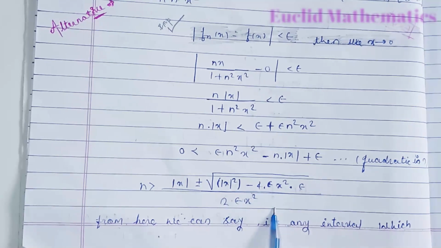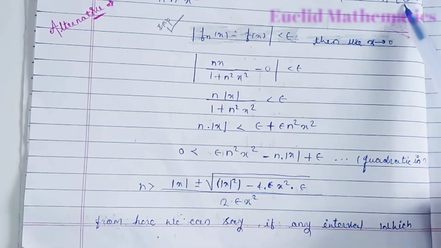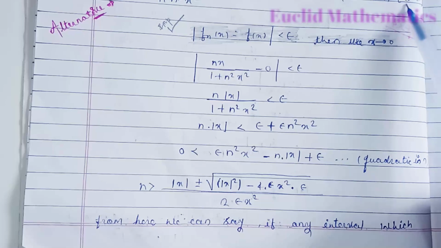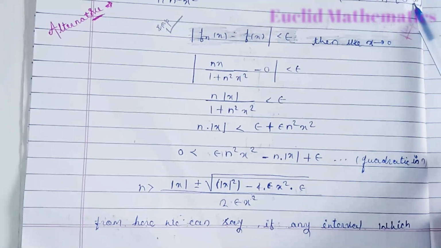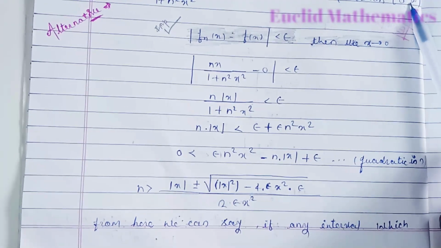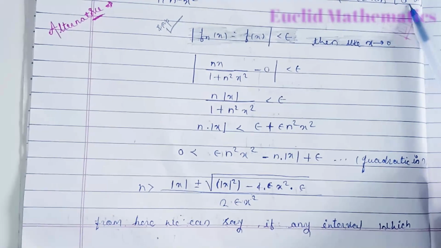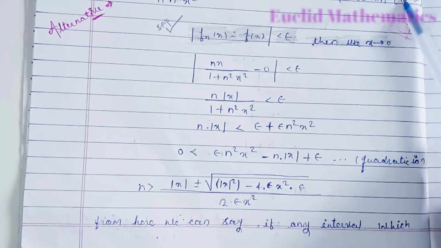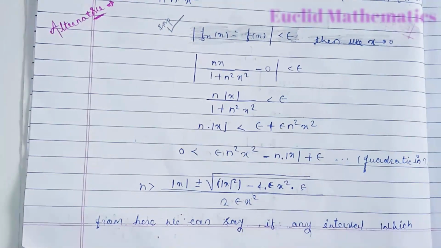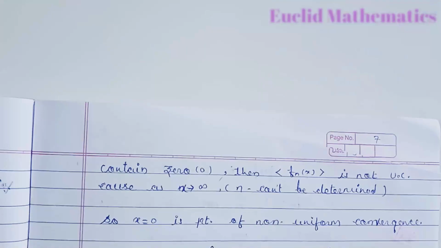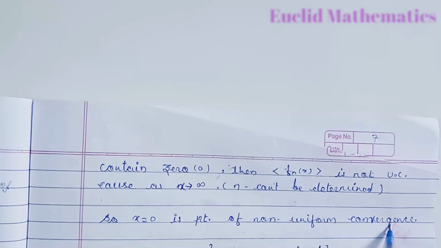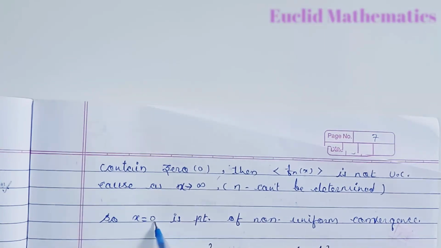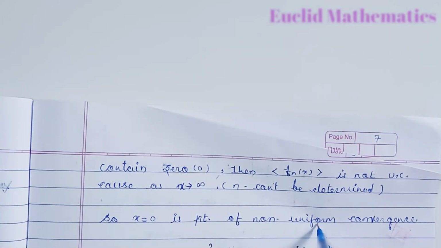So if we delete that 0, if we take away that 0 from our closed interval 0 to infinity, our sequence of functions becomes uniformly convergent. So this 0 is the troublemaker here. Remove that 0, then on the open interval 0 to infinity it is uniformly convergent, but on the closed interval 0 to infinity it is not uniformly convergent. Then we say that x equal to 0 is a point of non-uniform convergence. This is the point where our sequence of functions is non-uniformly convergent.